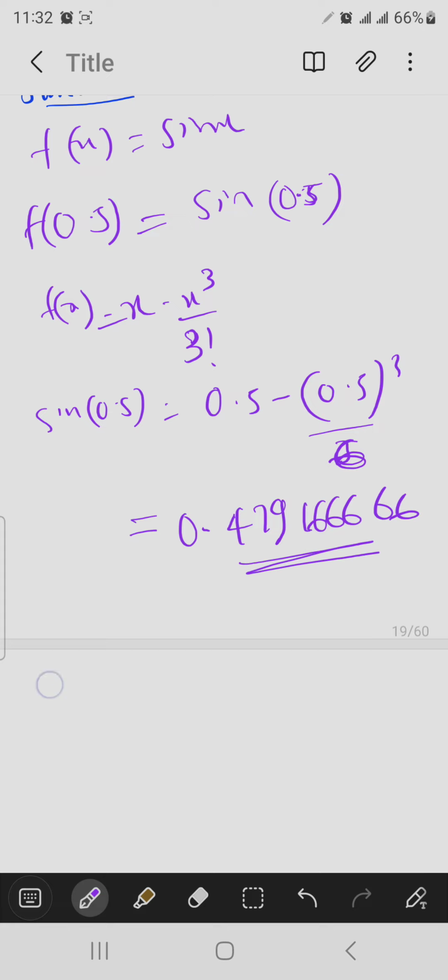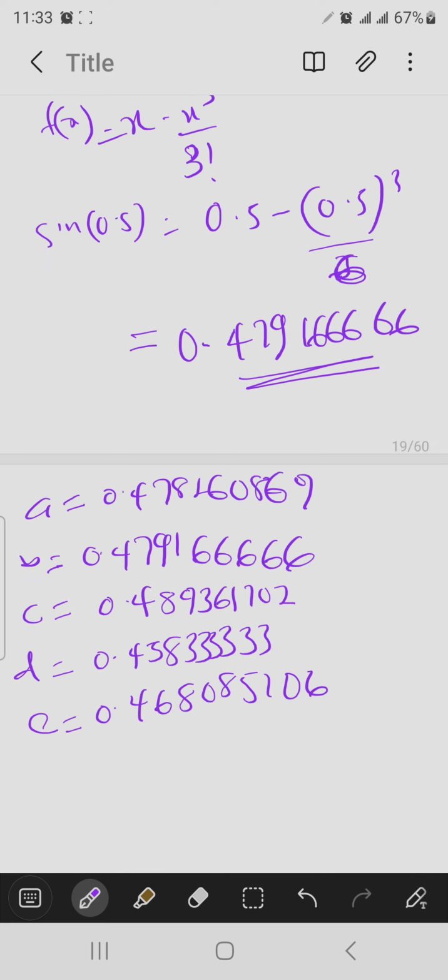Now from the options, A, you have 0.478260869. You are going to press everything. No, let me pause and write all the options. So these are the options we have here. And if you look very well, the one that resembles this is this. So the option is going to be B, and I hope you understand how I'll do it.